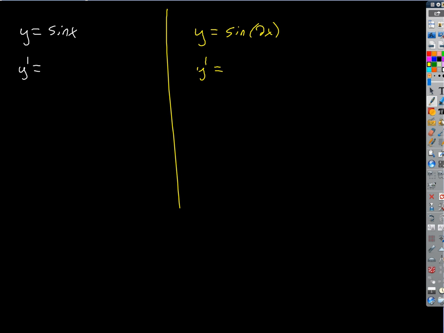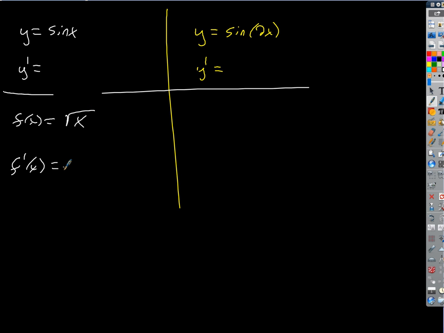We can do something like this if we have f of x equals the square root of x. We can rewrite that as a power, and we can do the power rule, right? But we can't do this. If we have f of x equals the square root of x squared plus 1, can't do that, right? So what we're going to add today is something called the chain rule.